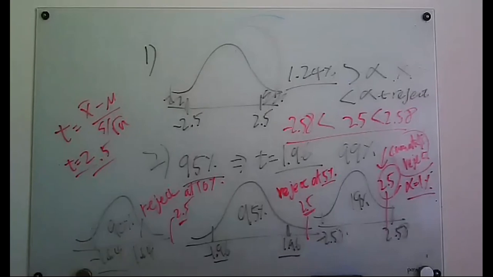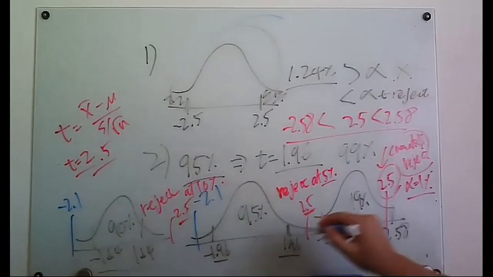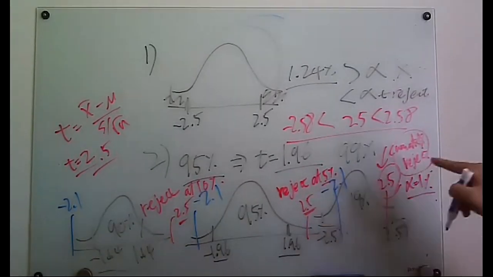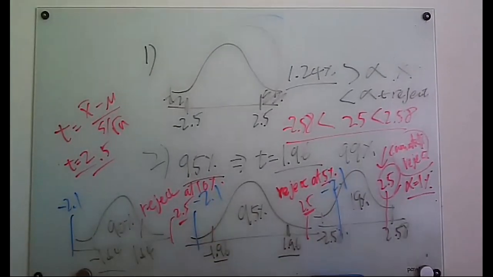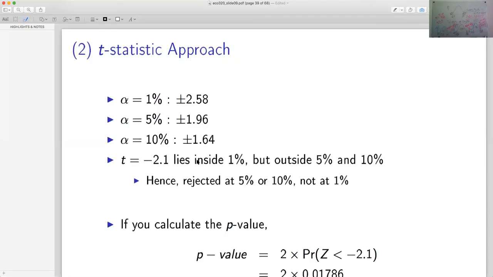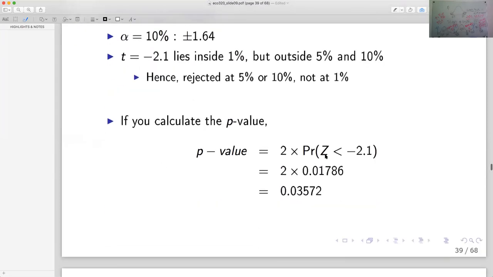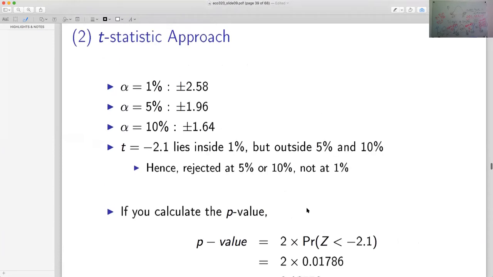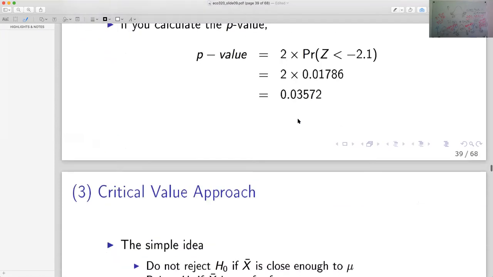Graphically, I'm going to show it in blue. Negative 2.4 is outside of here. Negative 2.1 is on the other end, it's inside. So you cannot reject at 1%, but can reject at 5% and 10%. Those were the whole idea of this. So the answer is reject at 5% and 10%, not 1%. The p-value is like that, so you get exactly the same answer. It doesn't matter which method you're using, t-statistic approach or p-value, but the p-value would be much easier.